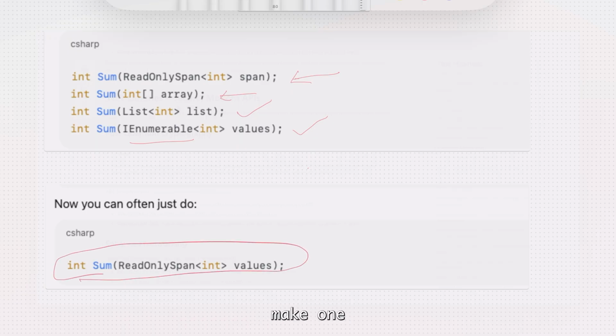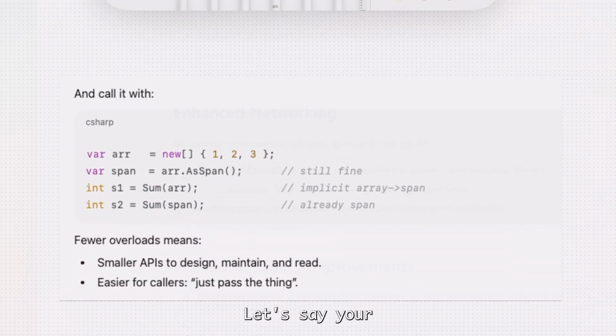You just make one sum function that takes in a read-only span of integer values, and then when you want to call it with different things, how do you do it? Let's say your array was this much, you make it a span, and then you can just pass in either your array or your span to the sum method over here. So that means smaller APIs to design, maintain and read code, and it is even easier for the callers because they just have to pass one thing at a time. Alright, so no overloads now.